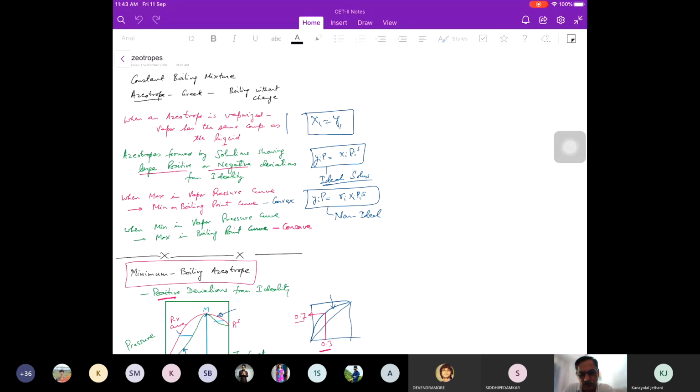Did people understand azeotrope? Do you understand what is an azeotrope? How many people understand azeotrope? I want to see raised hands. Raise hand if you understand azeotrope. Okay, so about 8 to 10 people understand azeotrope. Rest of them don't understand.